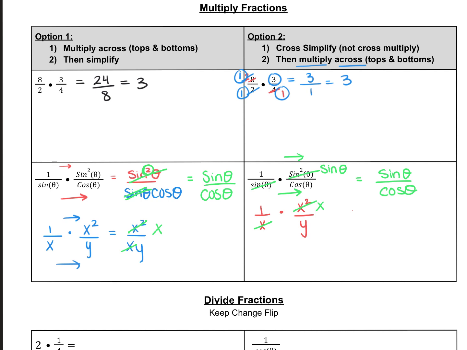And if you even want to take this a step further, you can. We know that sine of theta over cosine of theta is tan theta. We know that from the unit circle.